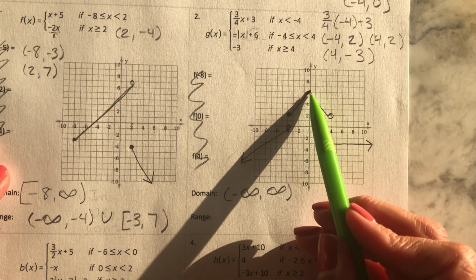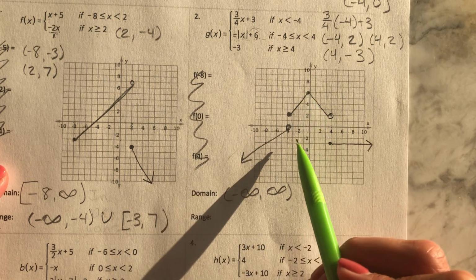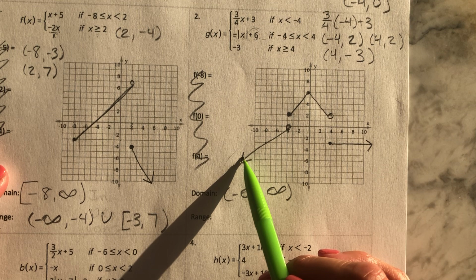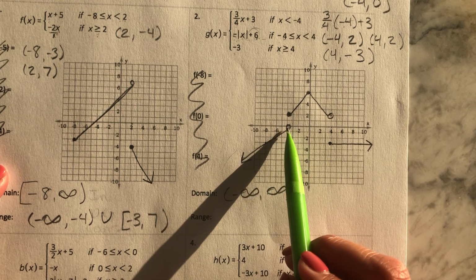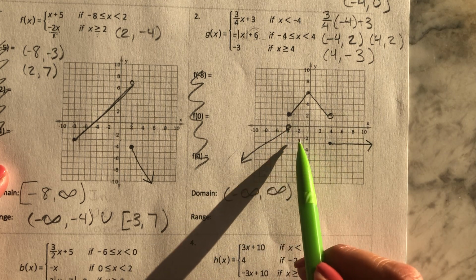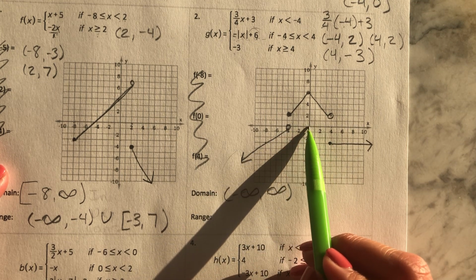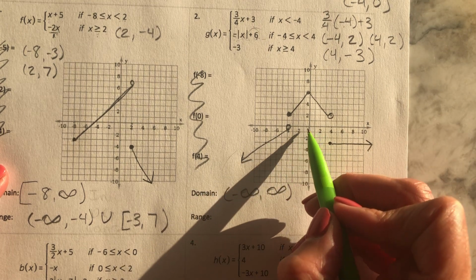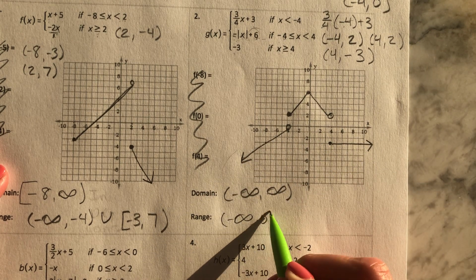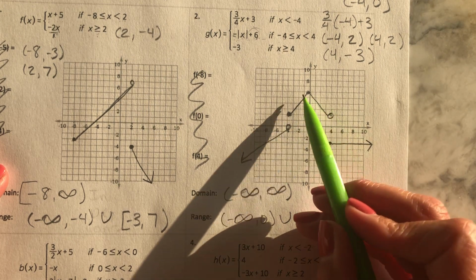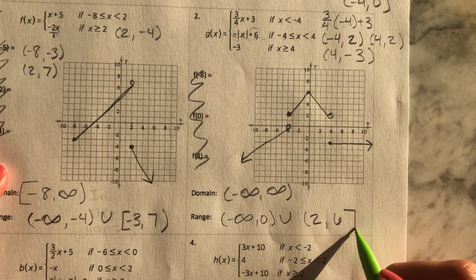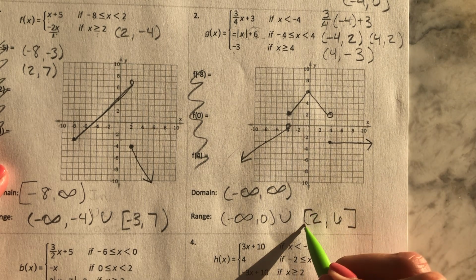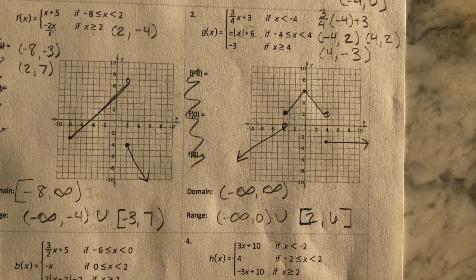All right, domain, -infinity to +infinity. Range, -infinity to, oh, it's one of those broken up ones. So -infinity to 0, and then it's going to be 2 to 6. Oh, you also had to do increasing, decreasing.